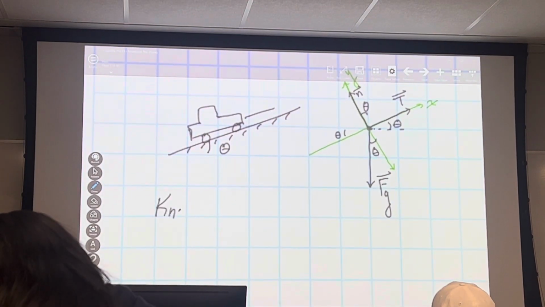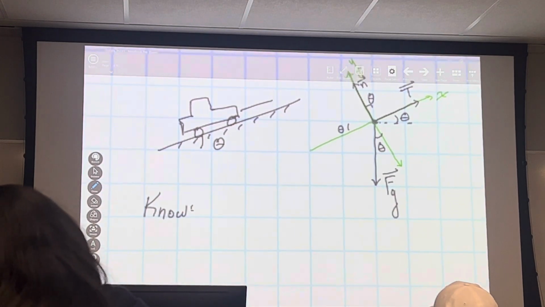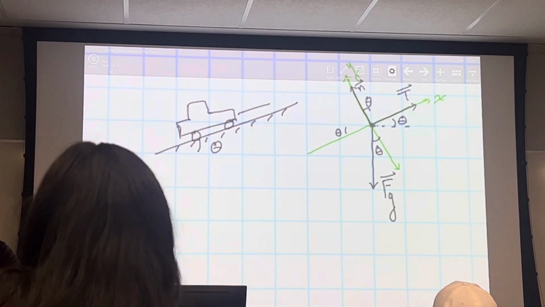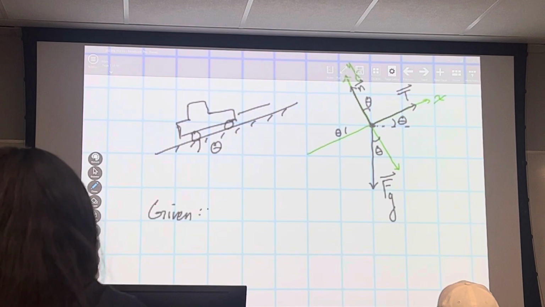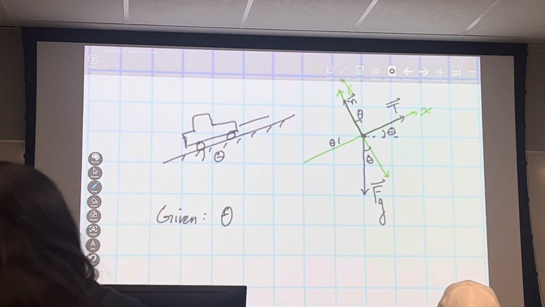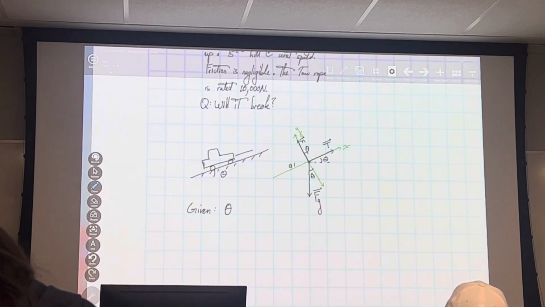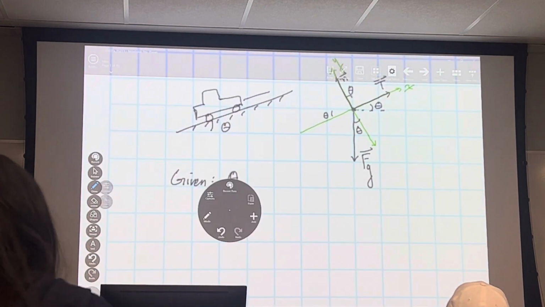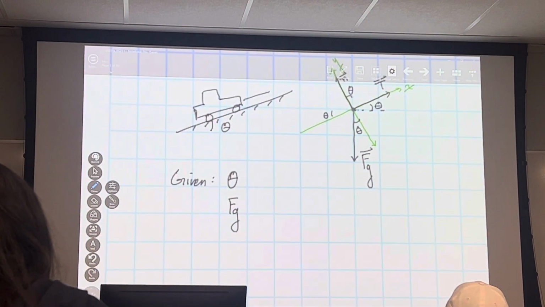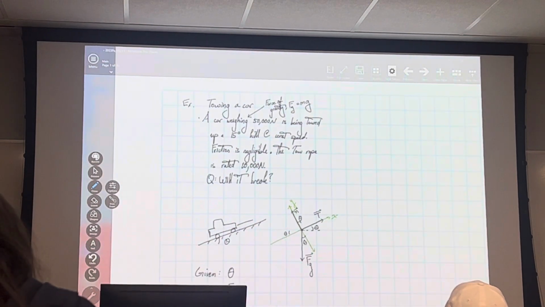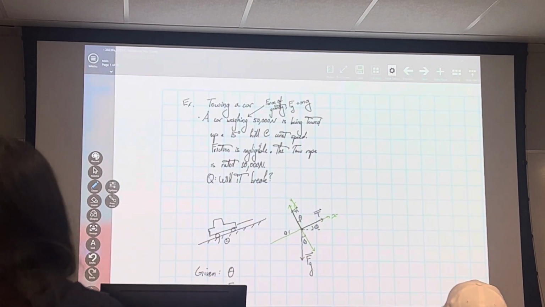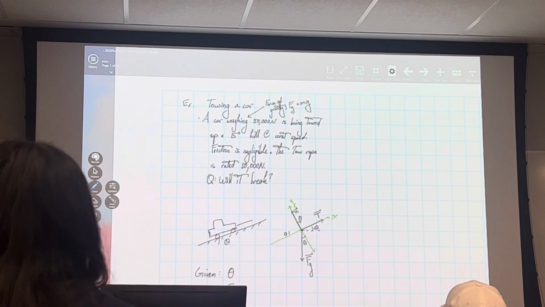Now, what do you know? Or, well, let's say, what are we given? We're given an angle theta, so we know that. We're also given 50,000 newtons, which is the force of gravity. What else are we given? Do we know anything else?